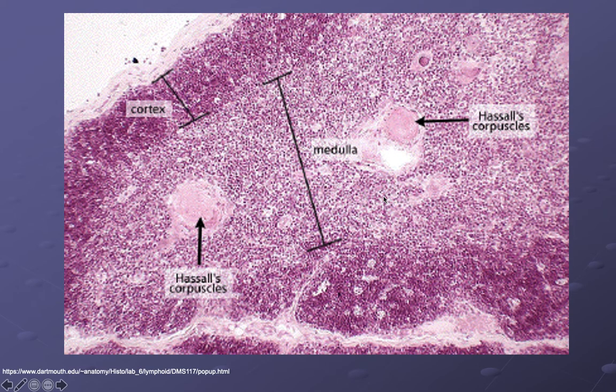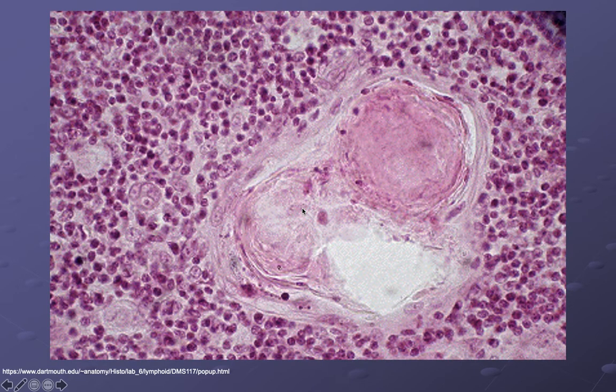Also here, if we blow up a section of that, you can appreciate further. The cortex region, the capsular region, the medullary region, you can see a lot of terminally differentiated immune cells. Hassall's corpuscles, okay? So here, you can appreciate another structure.